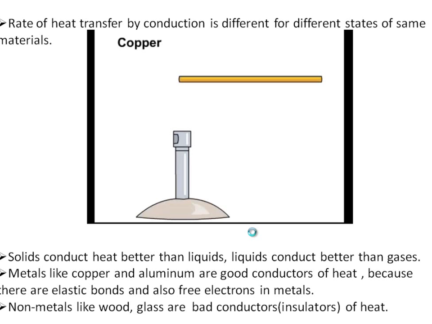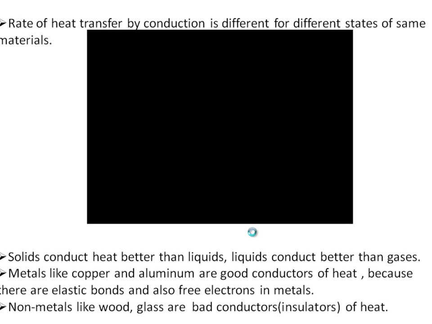Now we will go to the rate of heat transfer by conduction. What we can see in this video, one rod is heated in a burner flame. At the end of each rod, a pin is attached through a wax bead. So what we have seen, the rate of conduction is the highest in copper and the lowest in glass. Non-metals like wood and glass are poor conductors of heat.